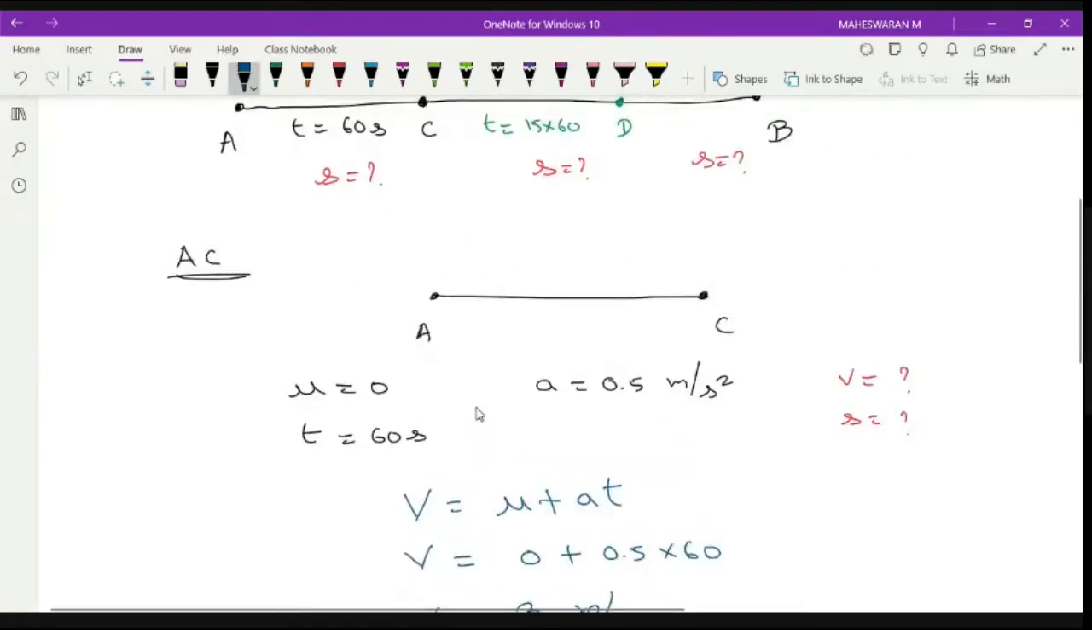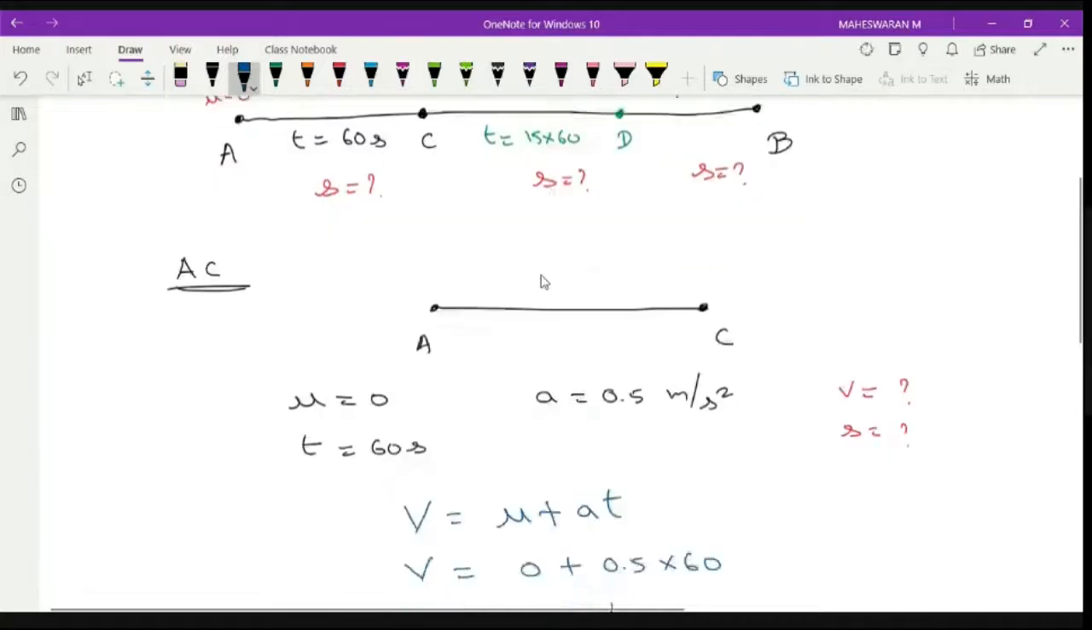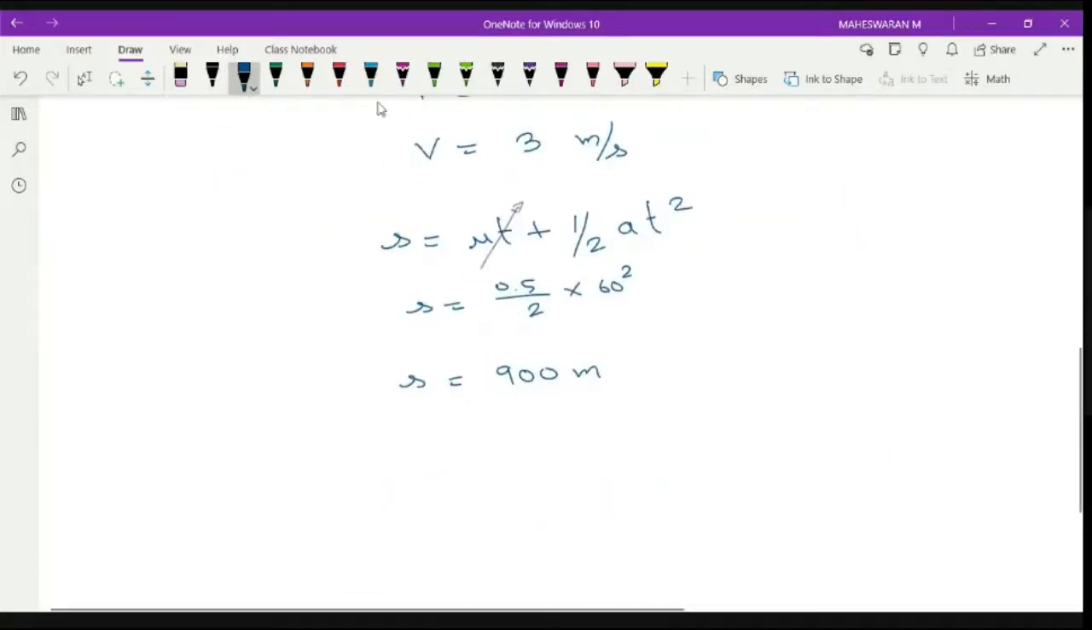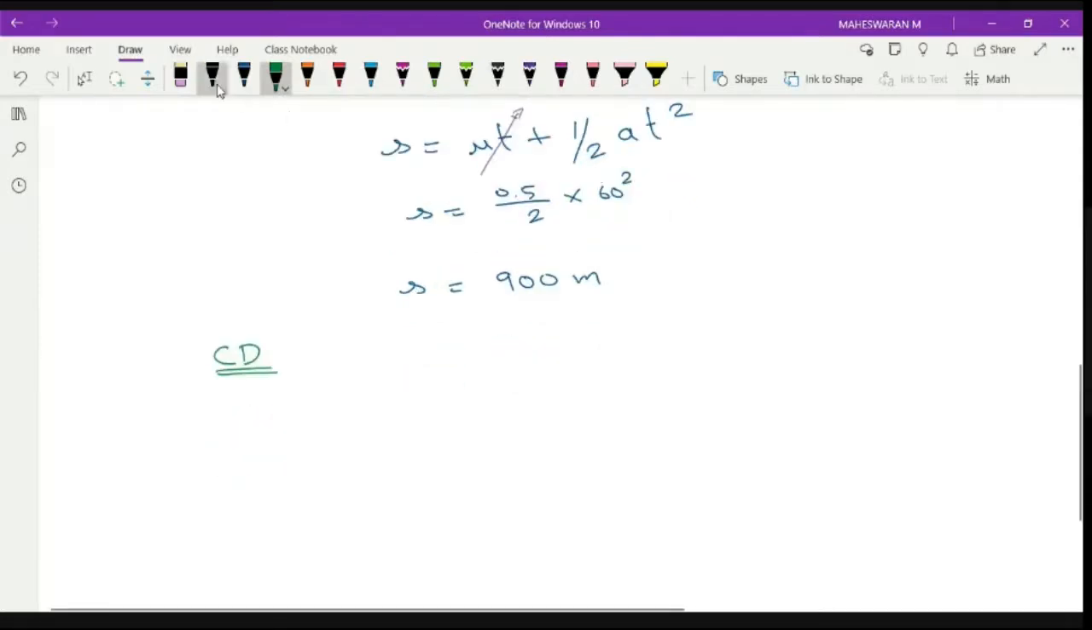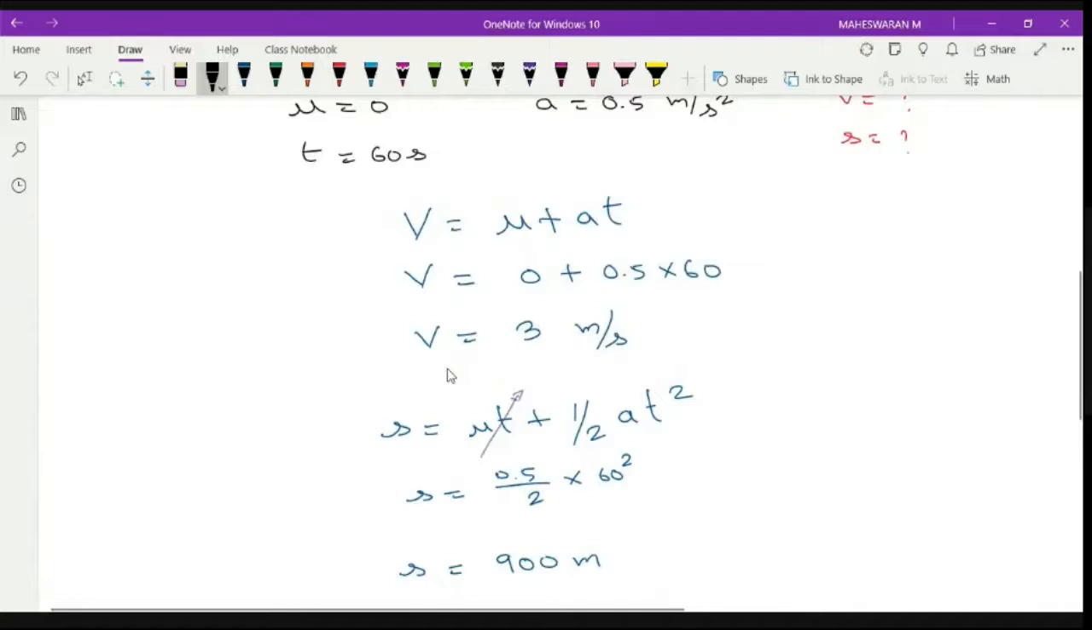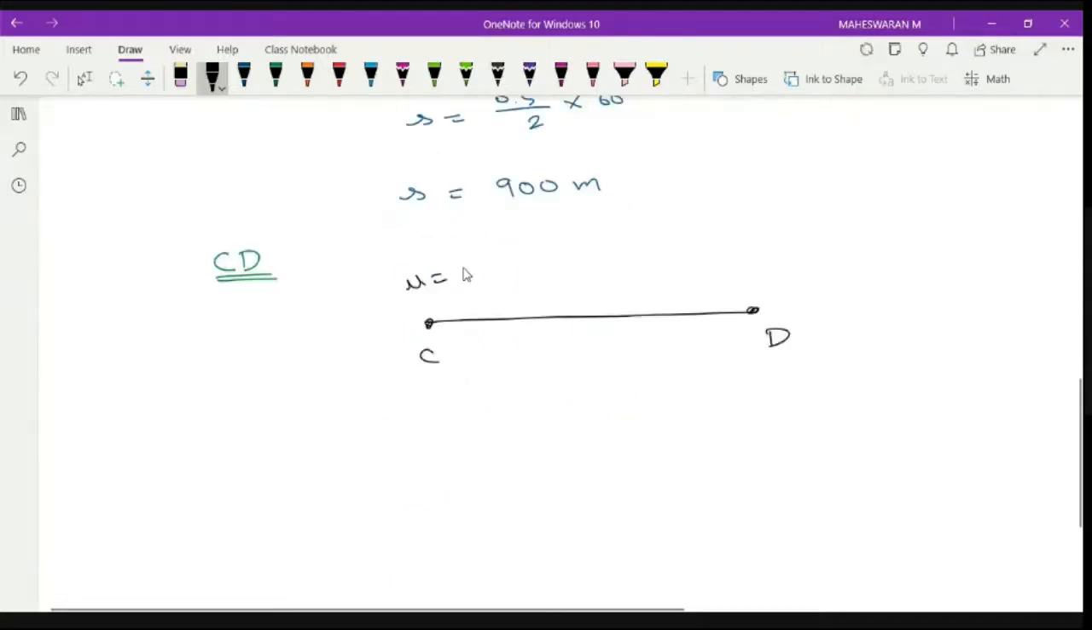Now we'll go for the next part, which is CD. CD is something like this. We have this location from C to D. My initial velocity here is the final velocity in the previous case, which is 3 meter per second.